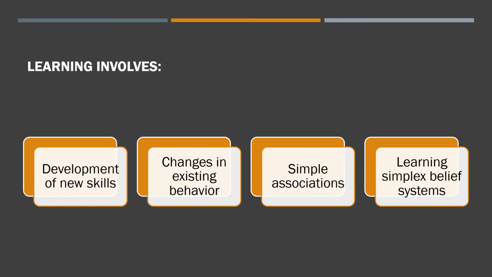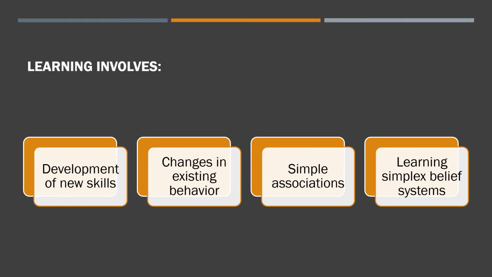And the next one, changes in existing behavior. For example, we'll say she's learning to control her temper. So temper is an existing behavior. So the change is trying to control. And next, simple associations. For example, if we say, I finally learned that where there is smoke, there is fire. So association between smoke and fire.